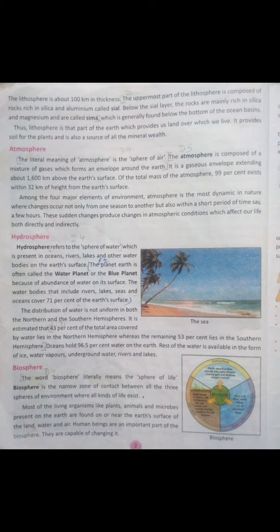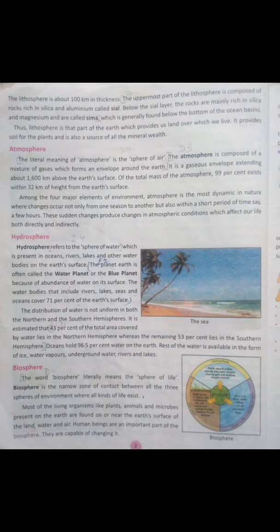Then the third one is hydrosphere. Hydrosphere refers to the sphere of water. Hydro means water. The sphere is the domain, the area of water, that is the hydrosphere, which is present in oceans, rivers, lakes, and other water bodies on the earth's surface. The planet earth is known as, one of the most important questions is why it is known as the blue planet or the water planet.